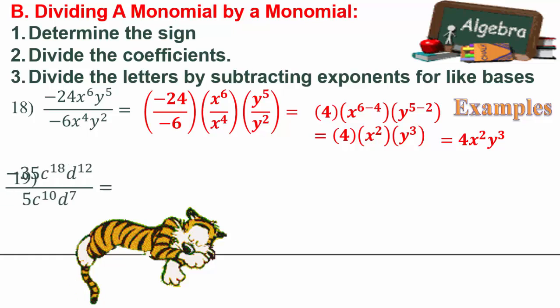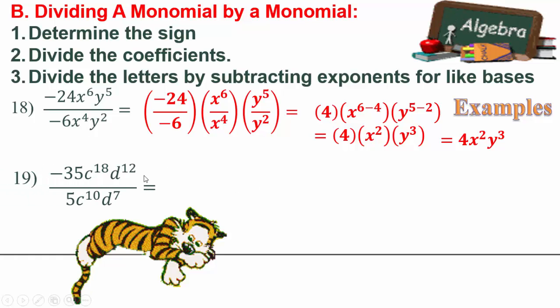In example number 19, we have negative 35 c to the 18th, d to the 12th, divided by 5 c to the 10th, d to the 7th. So here, let's work this out on the whiteboard in detail first.